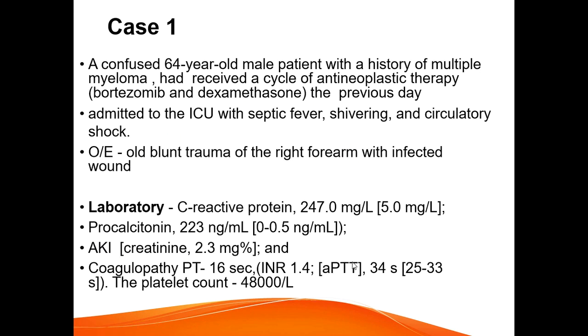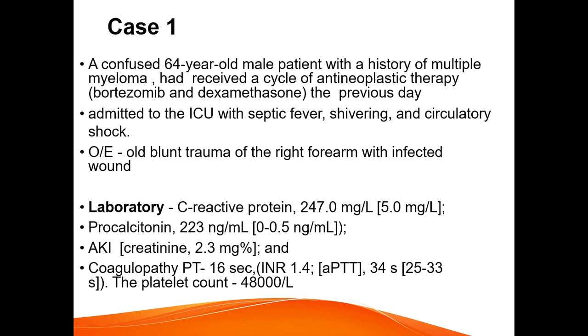Now let's start with this case: a confused 64-year-old male patient presents with a history of multiple myeloma who has received recent chemotherapy. He is admitted to ICU with hectic fever, shivering and circulatory shock. When the patient was examined, there was no infection at the site of the chemoport, but there was an infected wound on the hand. The lab showed a CRP of 247, procalcitonin 223.